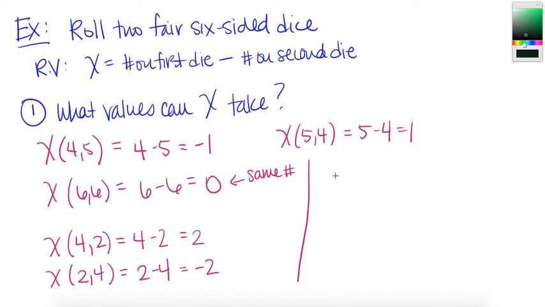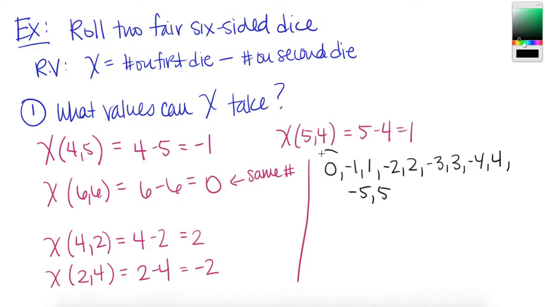All right. So we can get 0, we can get -1 and 1. We can get -2 and 2. We can get -3 and 3. We can get -4 and 4. And we can get -5 and 5. And those are going to be all of the outcomes that we can get for x. Okay? Because basically the difference can be 0, depending on order.